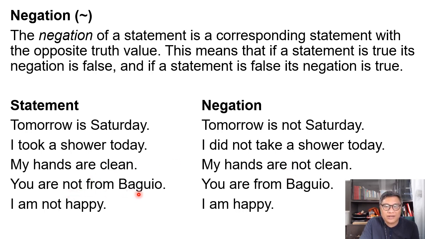Okay, so, you are not from Baguio. Now, this one here is the original statement. So how are you going to negate this? You are going to remove the word not. So you are not from Baguio, its negation is you are from Baguio, rather than saying that you are not not from Baguio, because that would be a redundancy of the word not. I am not happy. If this is the original statement, then its negation is I am happy. Okay, so that's how we negate a statement, class.